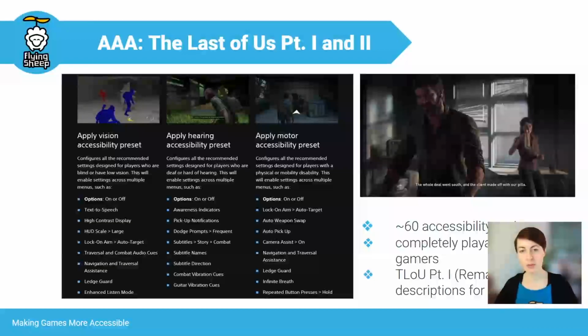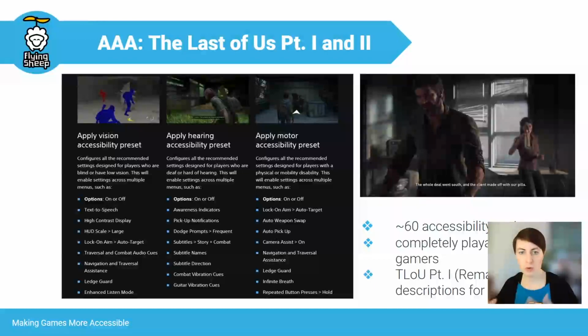And with the remake of the first game, Naughty Dog even added to this feature list by offering audio description for pre-rendered cutscenes. So that means that each scene is described by a narrator so blind players can fully understand where the scene takes place and what exactly is going on.